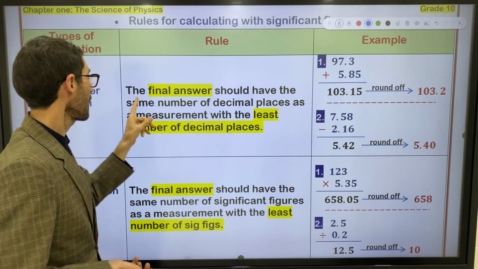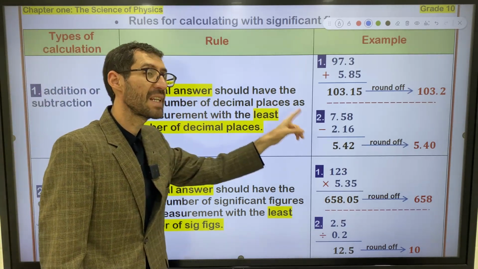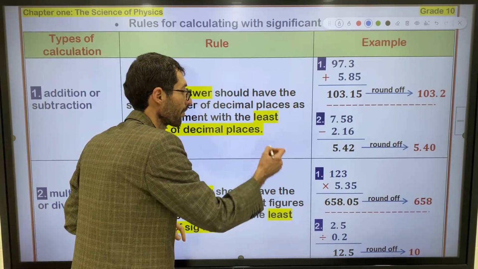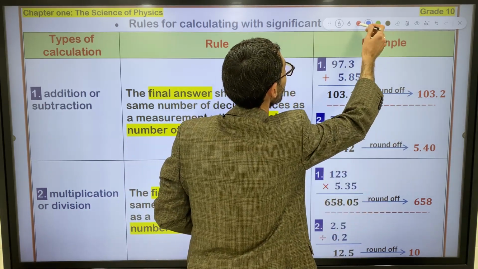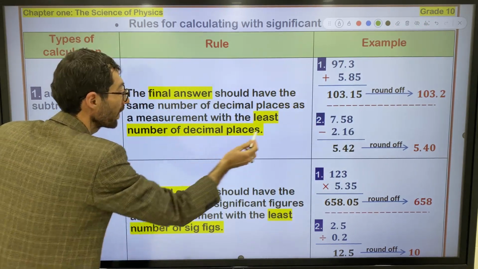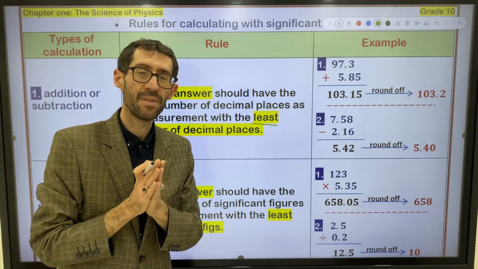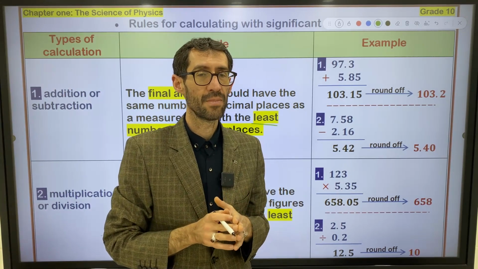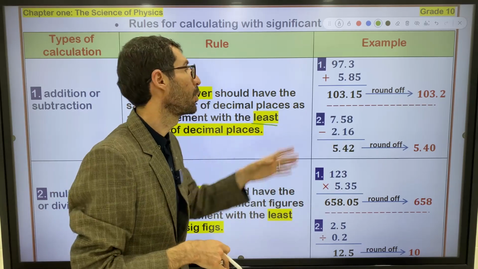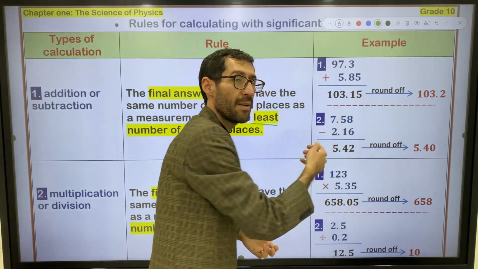For addition and subtraction, the final answer should have the same number of decimal places as the measurement with the least. Look here, with the least. Let me mention it here. With the least what? With the least number of decimal places. If you have addition or subtraction, you do the operation, calculate the result, and you get the number. This is the result.